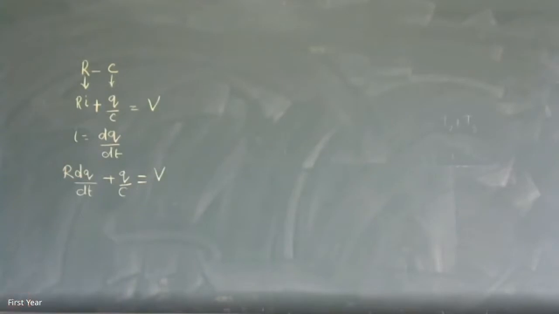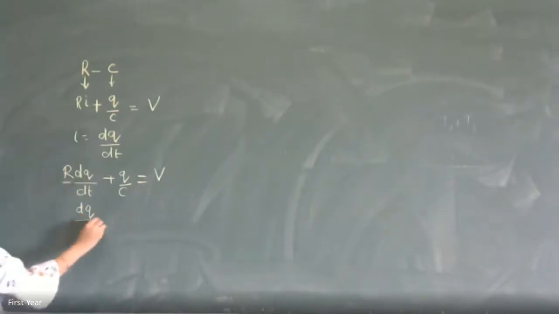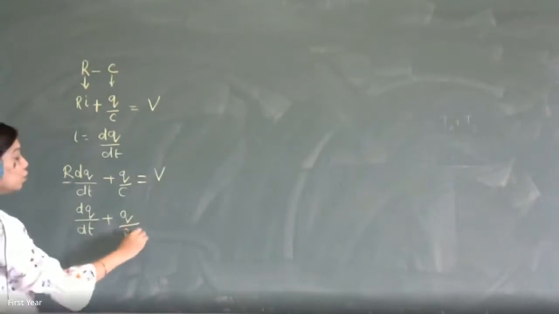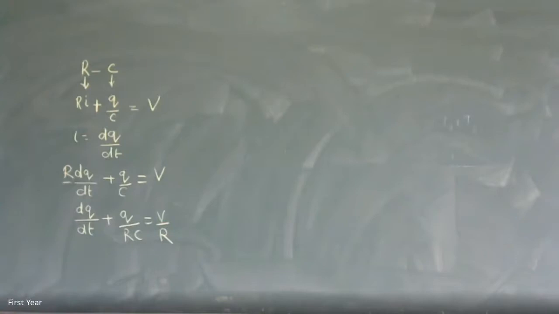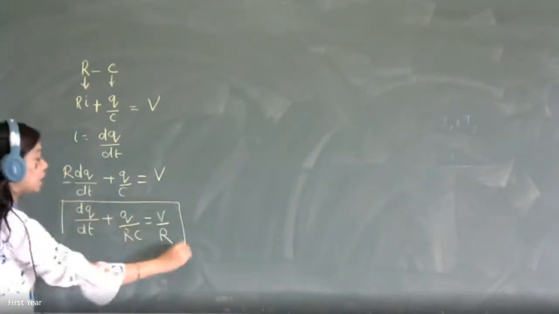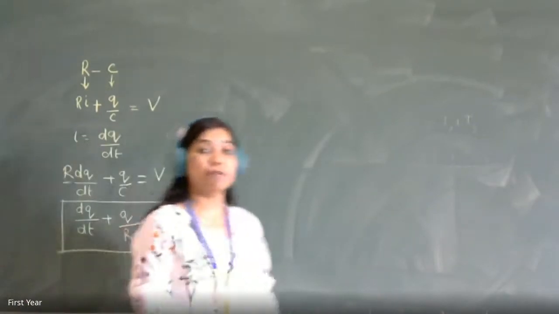What type of differential equation is this? Linear. To make the coefficient of the derivative 1, I have to divide by R. So dq by dt plus q by RC is equal to V by R. This is the differential equation of the given RC circuit, the most general one. Now we will solve this.